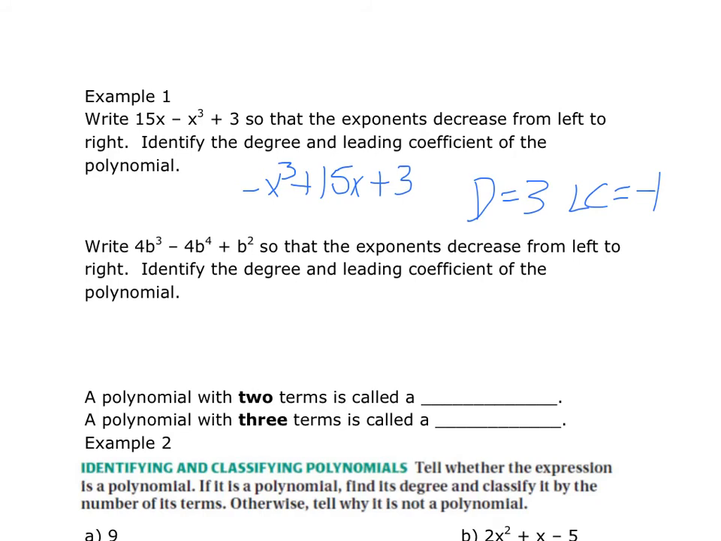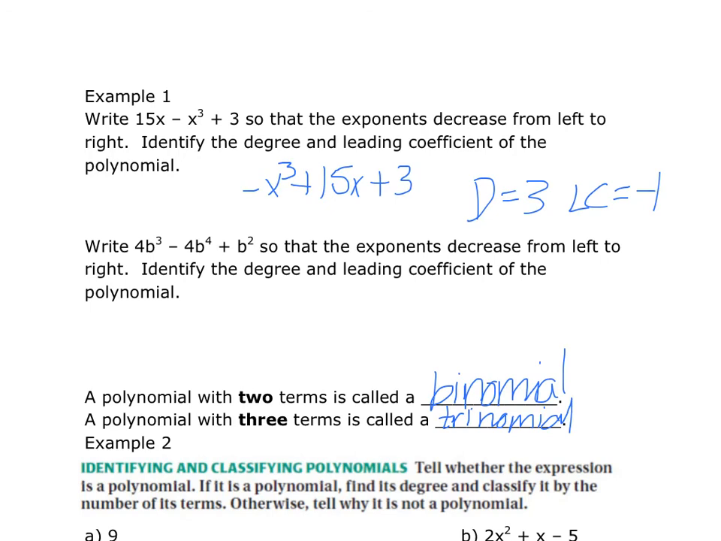A polynomial with 2 terms, it's just a basic term you should know, is going to be called a binomial. And then a polynomial with 3 terms is called a trinomial. You will have some in your homework that say to identify the polynomial, and that's what it's referring to. It'll say classify it by its number of terms, and so you'll call it a binomial or a trinomial based on how many terms it has.